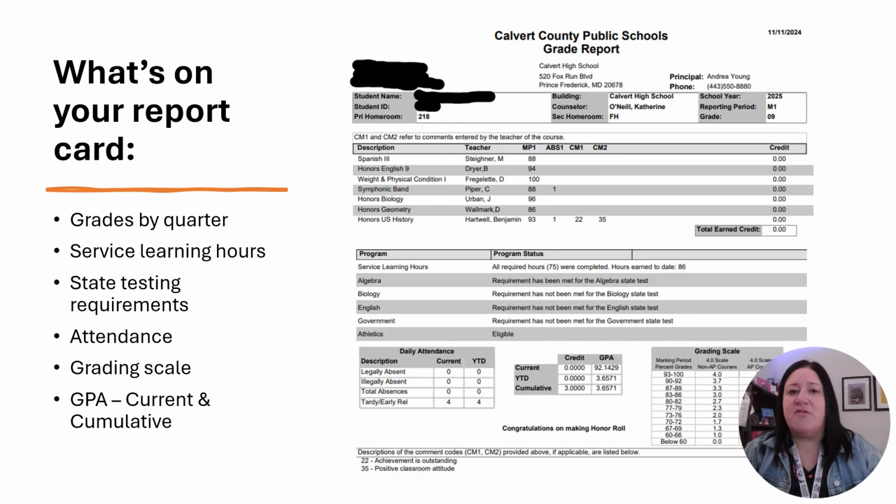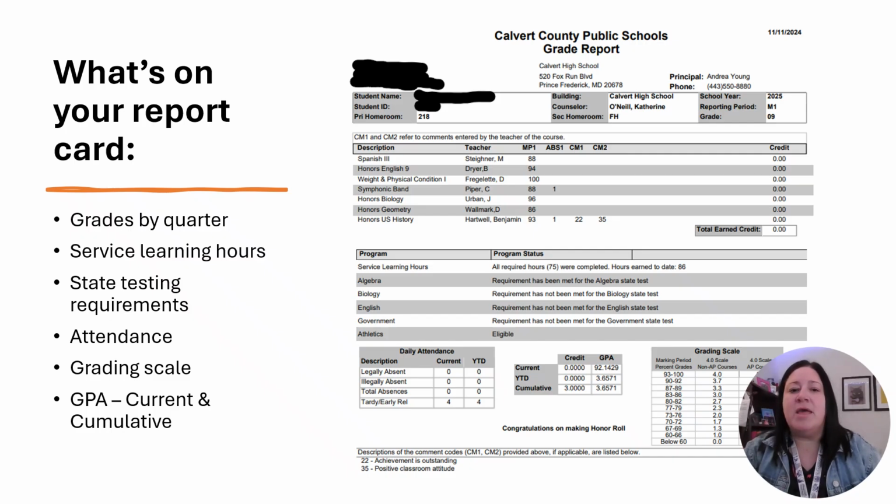And keep in mind, your service learning hours are something that you must do by May of your senior year, and they are a graduation requirement. So if you don't do those hours, you won't get your high school diploma. So if you have questions or need hours and you don't know how to get them, talk to Miss O'Neill. She's our service learning coordinator for Calvert High School.